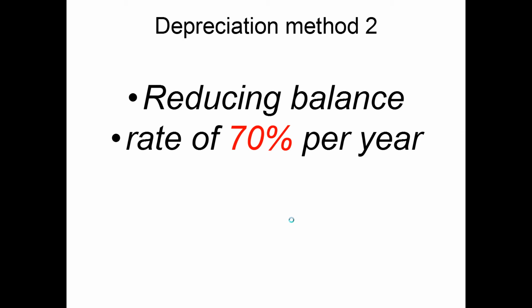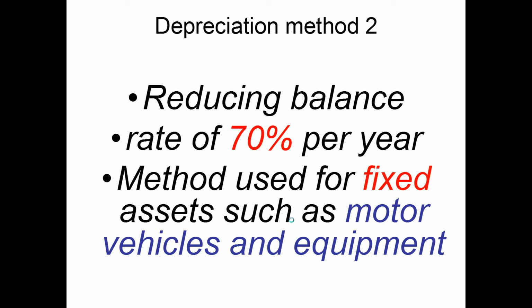It's a method used for fixed assets such as motor vehicles and equipment. So they're the examples that reducing balance is appropriate for, typically because they lose a lot of value during the early stages of their life. So we'll come on to that in another podcast. So let's go back to the phone using reducing balance. So the cost again is £500. So we said 70%, didn't we? 70% is the depreciation rate.